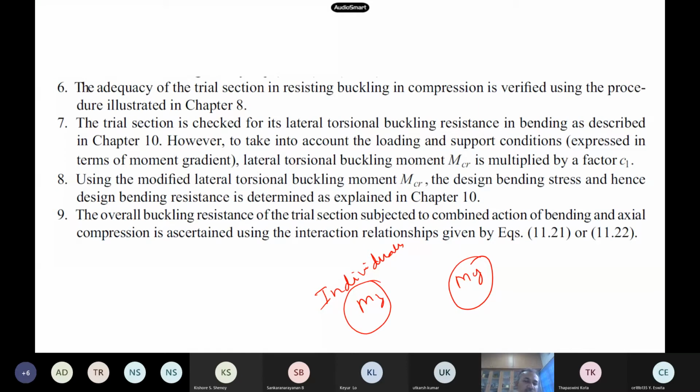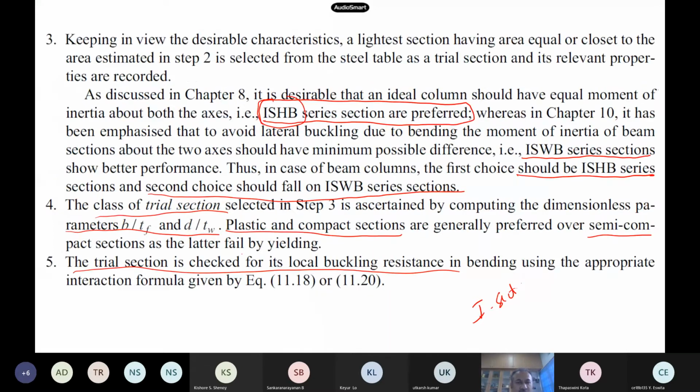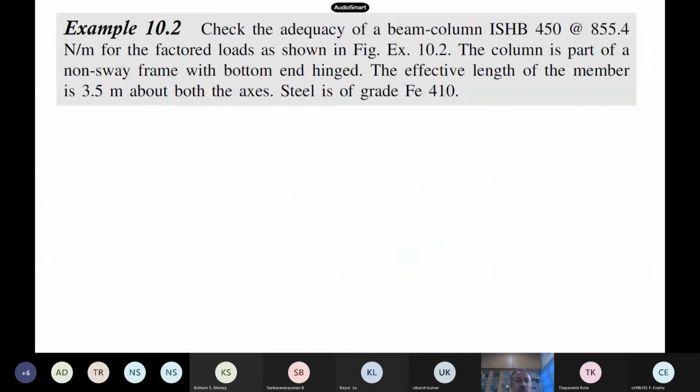Otherwise, you have to revise, you have to take a section with more section modulus or more area, and then you have to do all these calculations actually. So these are very, very simple things for beam column. If you know how to design a beam and how to design a column, then beam column is very straightforward. The only thing is you have to do these two additional checks, local capacity, then the local buckling check itself. So this way we can design any beam column.